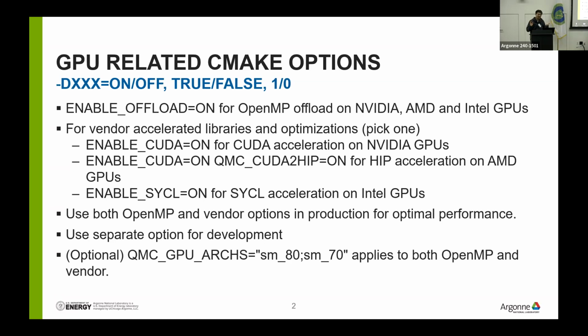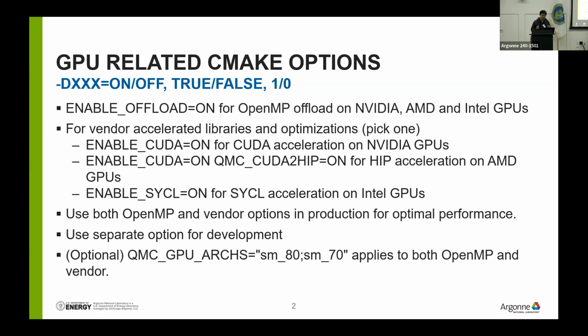So QMCPACK uses two programming models for accelerating on GPUs. One is the OpenMP offload model. The other is the vendor provided model like CUDA, HIP, or SYCL, with the vendor provided linear algebra libraries to accelerate the code. Technically, you can individually select those features. There are features that are implemented as OpenMP; you toggle on enable offload. Or there are features exclusively for CUDA; then you turn on enable CUDA to on.